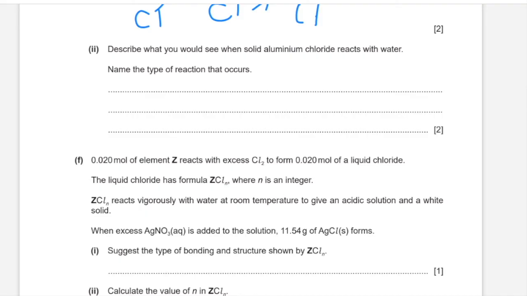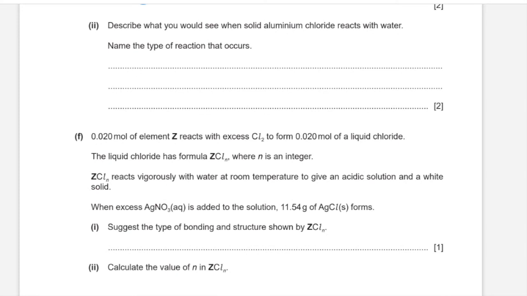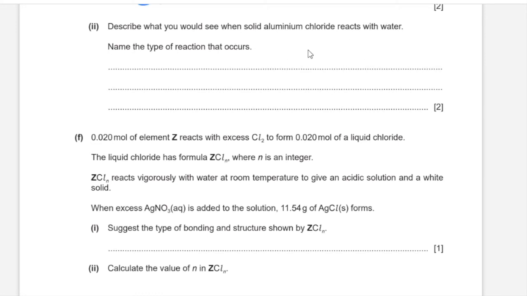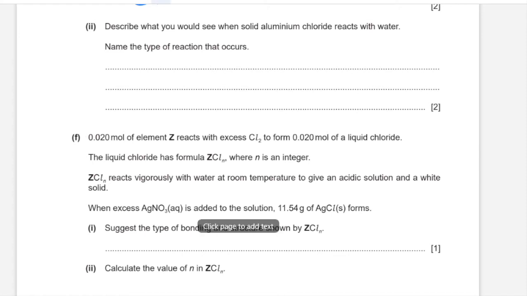And that is it. To describe what you'd see when aluminium chloride reacts with water and name the type of reaction that occurs, the solid would dissolve and so it would disappear, and since aluminium chloride has covalent bonding, it is a hydrolysis reaction.